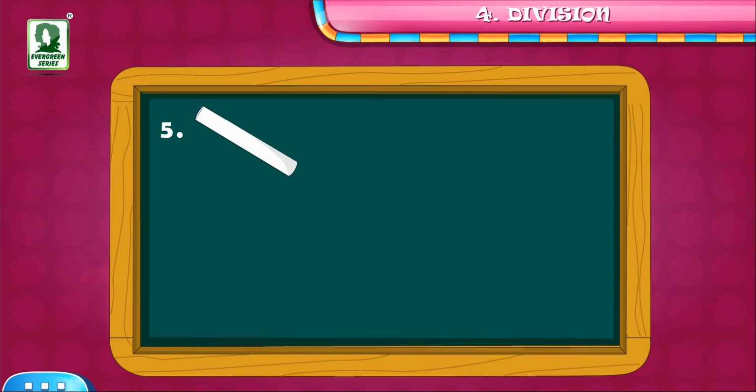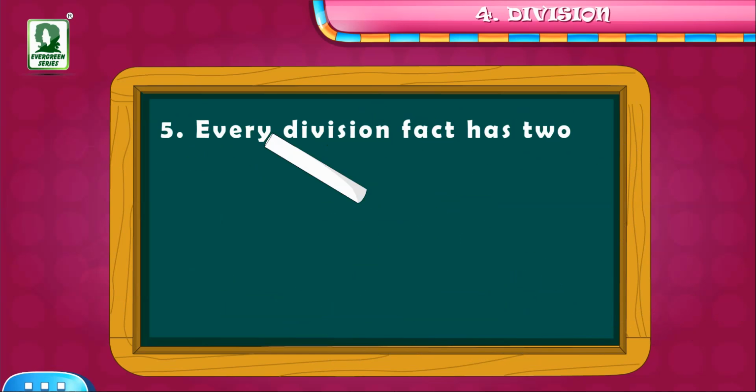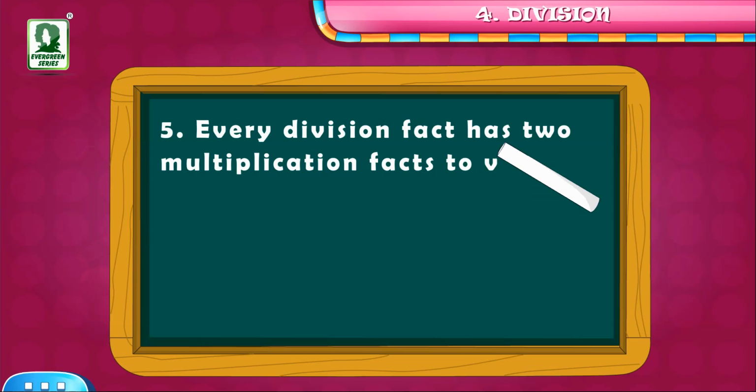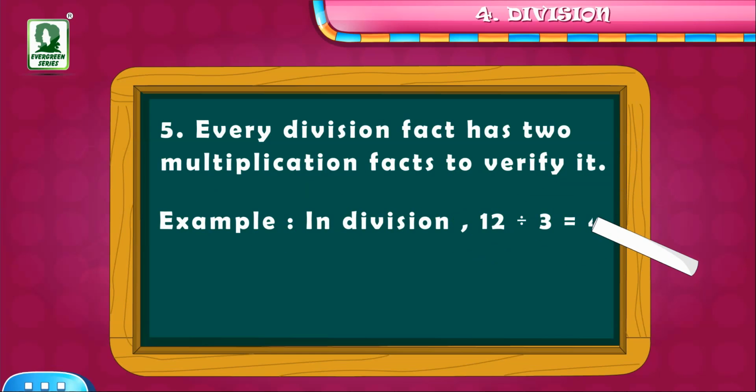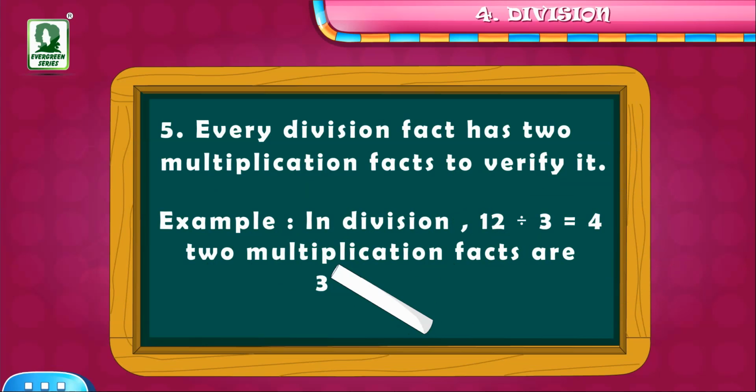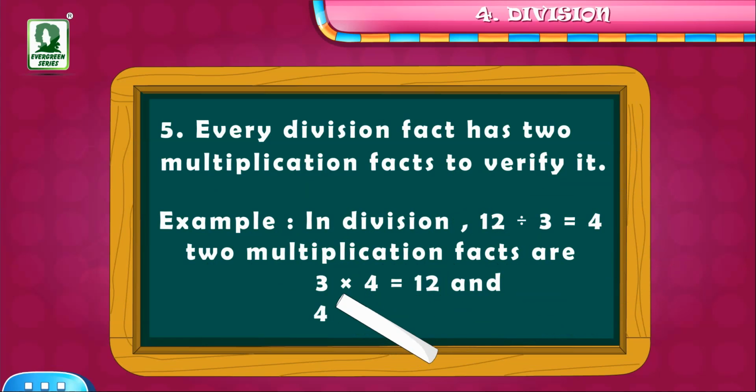Property number 5. Every division fact has 2 multiplication facts to verify it. For example, 12 divided by 3 is equal to 4. The 2 multiplication facts are 3 multiplied by 4 is equal to 12 and 4 multiplied by 3 is also equal to 12.